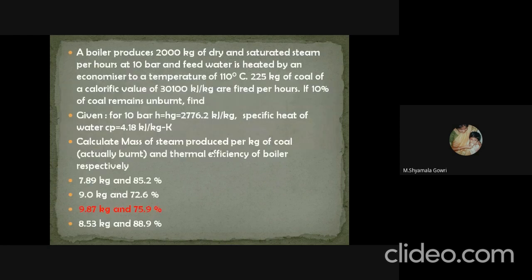The mass of steam produced per kg of coal, 2000 by 202.5, we get 9.87, and thermal efficiency by this formula is 75.9. So the answer is 9.87 kg and 75.9%.